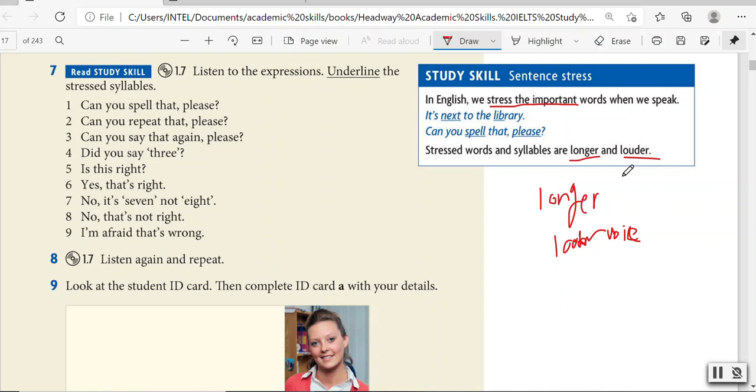It means they are stressed and they are very important.